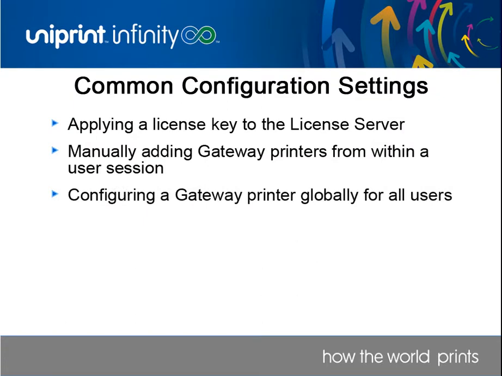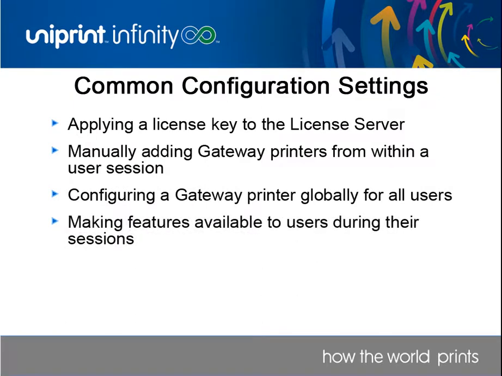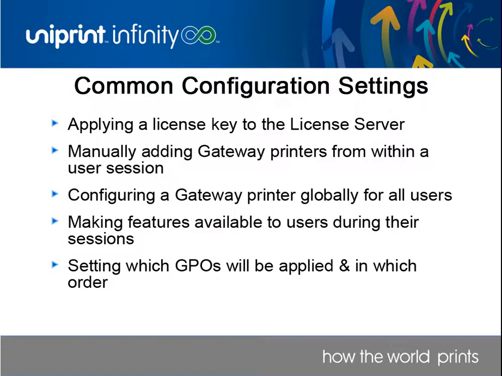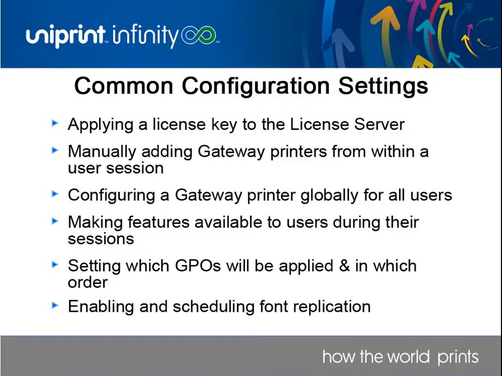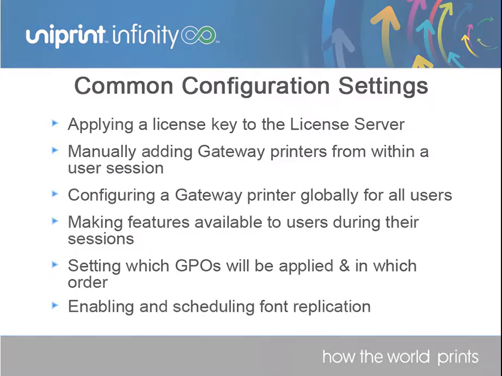Then we'll change gateway printer properties globally for all users. Next, we'll enable features such as email and archiving in user sessions. Then we'll set which group policy objects will be applied and in which order they will be applied. And finally, we'll look at enabling and scheduling font replication.